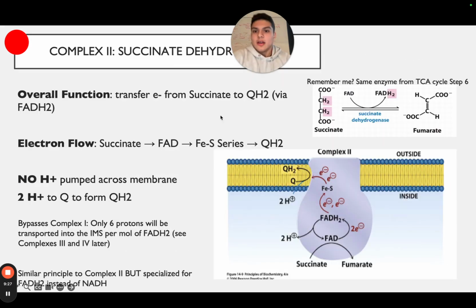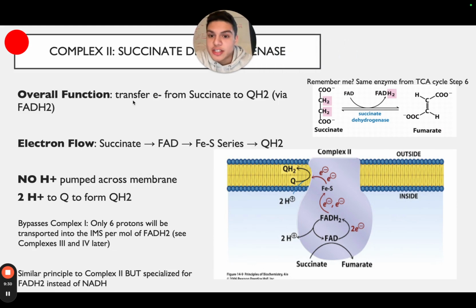And moving on to complex 2, we have succinate dehydrogenase. So the overall function is to transfer the electrons from succinate because it has higher electronic energy than fumarate. It's going to transfer those electrons to FAD and then basically form FADH2. FADH2 is just going to pass it to iron sulfur clusters. So the FMN that we saw in complex 1 is no longer present here. The FAD will then pass on to iron sulfur clusters, and then it'll pass it on to ubiquinone to form ubiquinol. And so again, with this complex, no protons are pumped across the membrane. And this bypasses complex 1, as we mentioned before, so I won't even reiterate that.